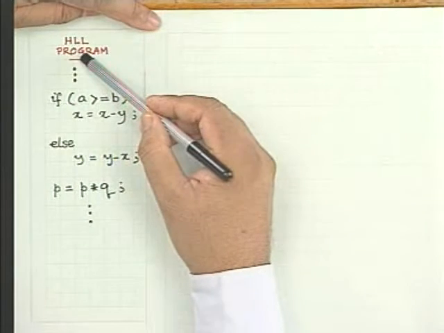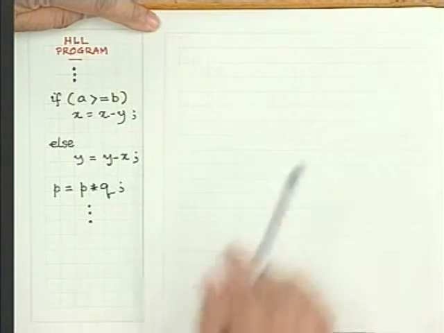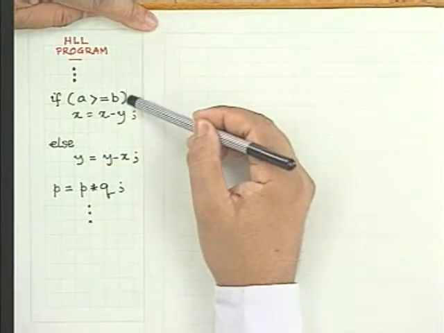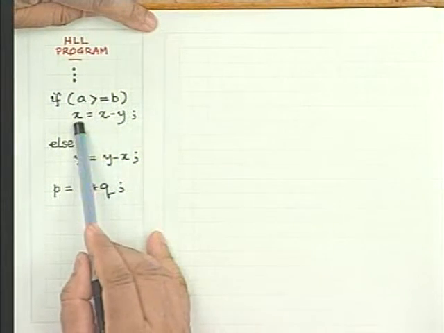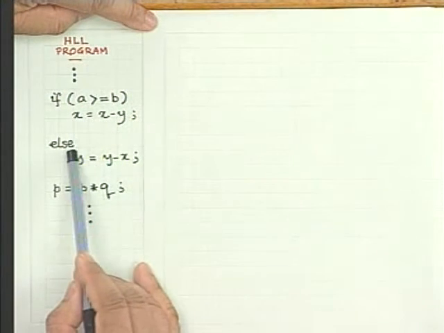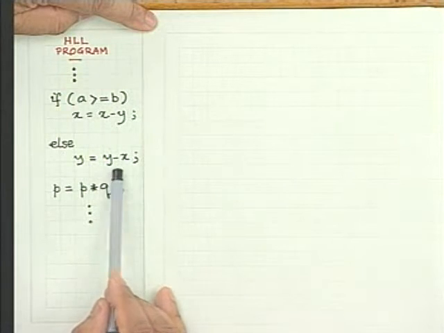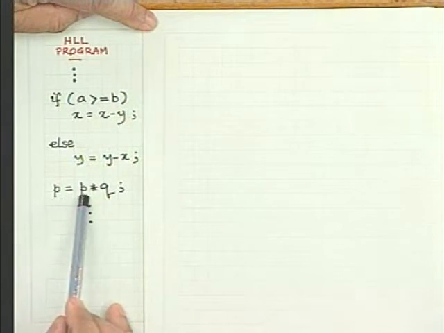Here I have taken a program which consists of an if instruction. It's a high level language program, more or less in the form of, say, a C language program. If A is greater than or equal to B, then I execute X equal to X minus Y, else I execute Y equal to Y minus X. And then I execute P equal to P into Q.